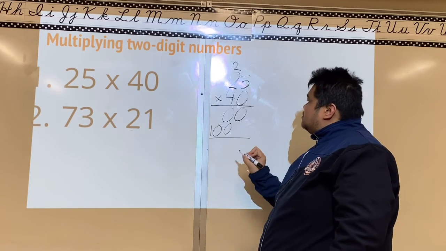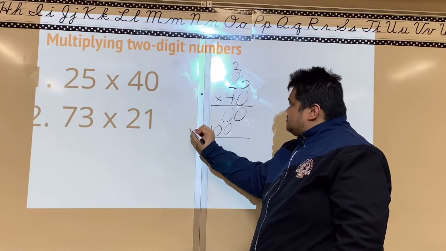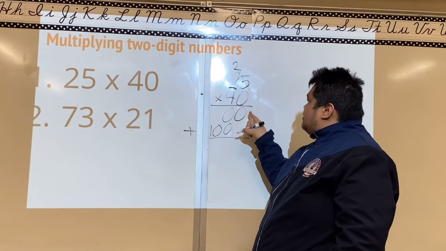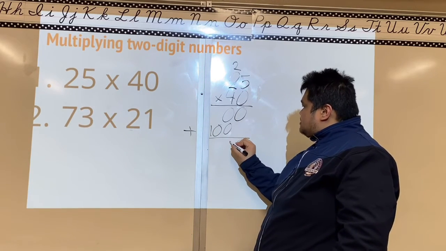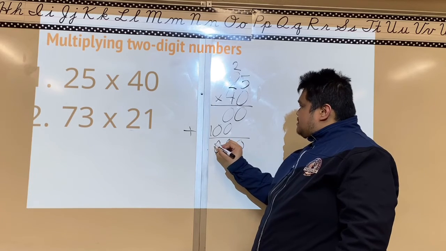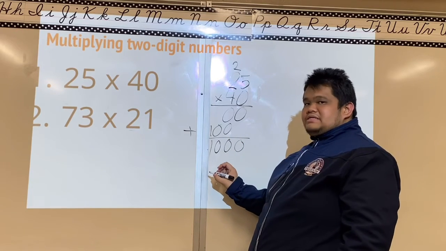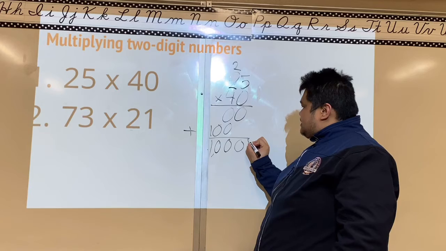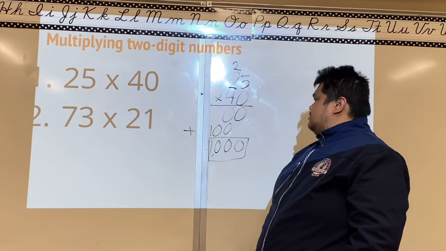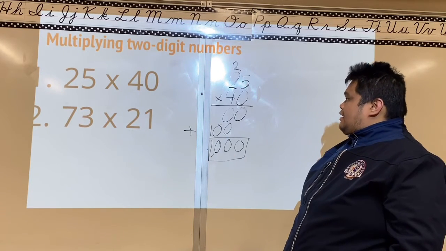So, let's add them. Oops, I just put that there. Okay. So 0, 0 plus 0, 0. Bring down 0, bring down 1. What is our final answer? Our final answer is 1,000. Okay? Next.